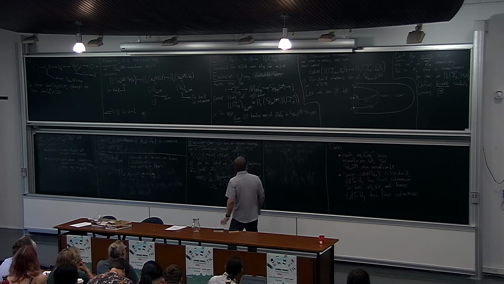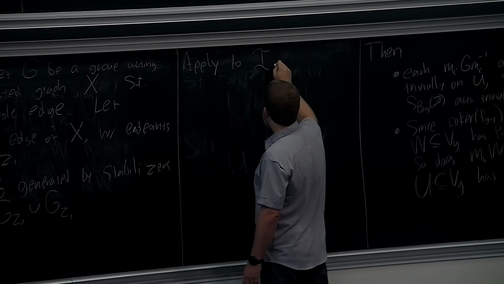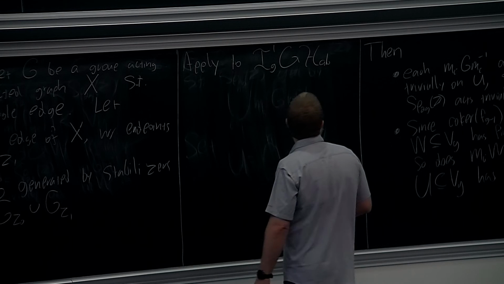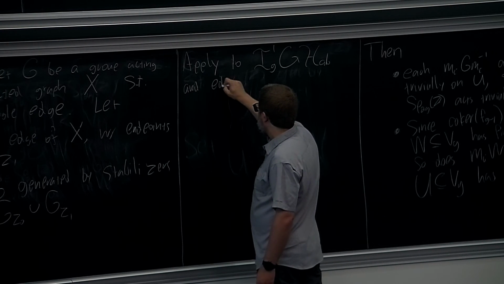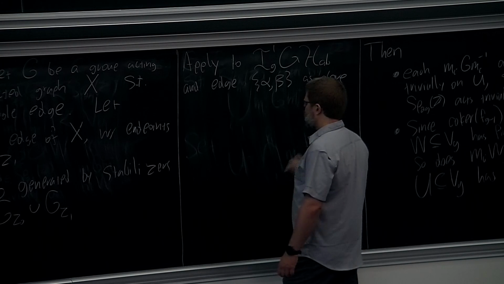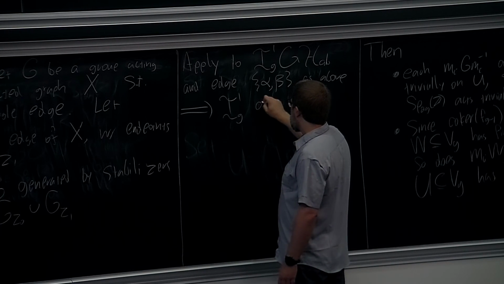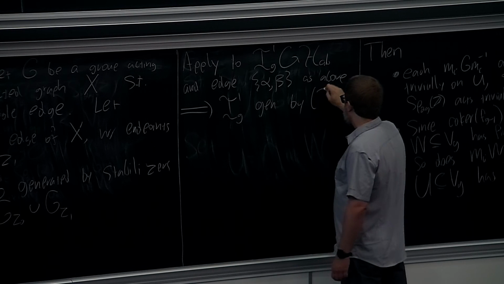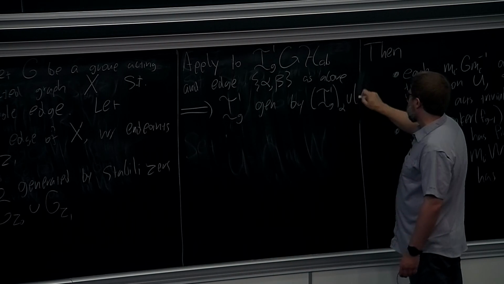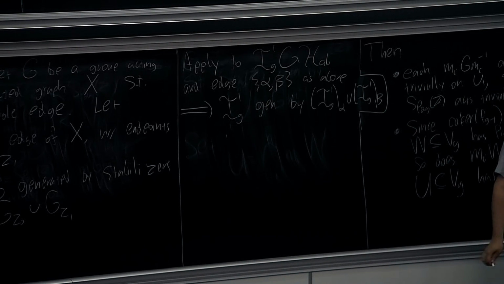So, applying this to the action of Torelli G1 on this graph, H_AB, and the edge, alpha beta as above, we conclude that Torelli G1 is generated by the stabilizer of alpha union the stabilizer of beta. Okay? Now, by the way, what do I do for H2?